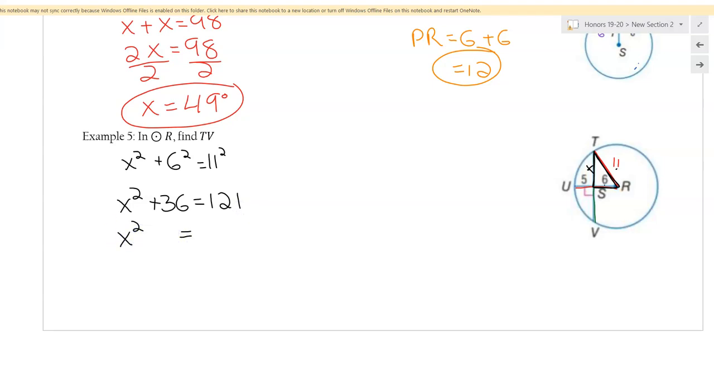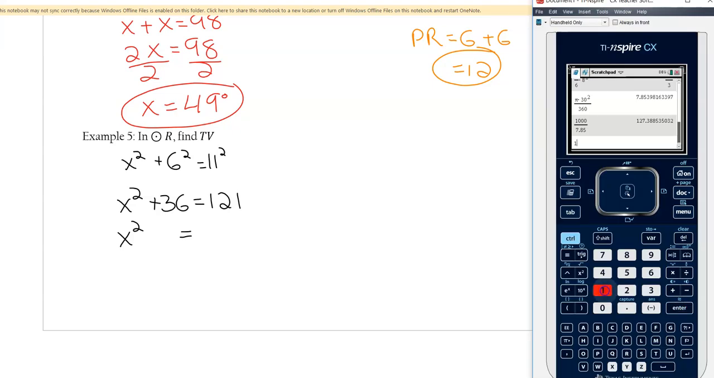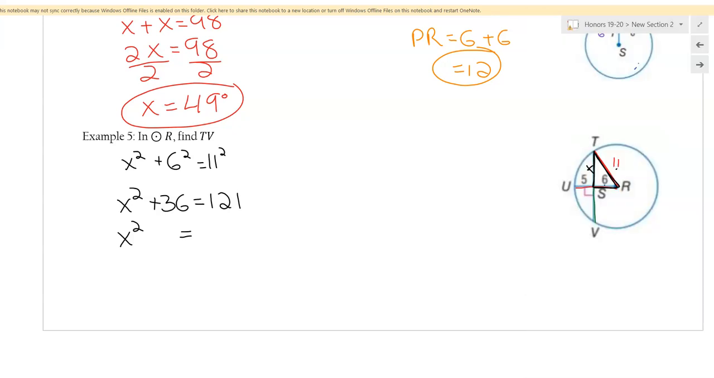If I subtract 36, I should be able to do that in my head, we get 85. And 85 doesn't have anything it can break into, so we'll just keep it as the square root of 85. Okay. Using our rule from above, this is a right angle, so this is also the square root of 85.